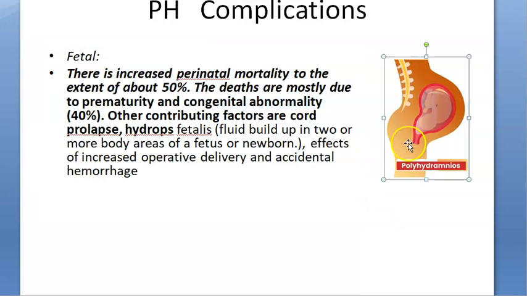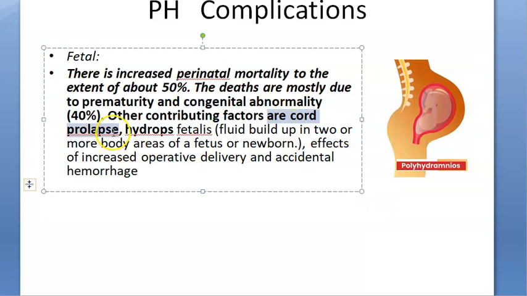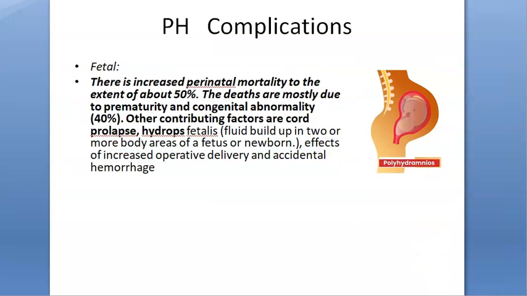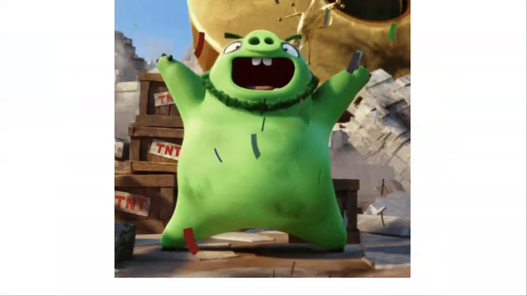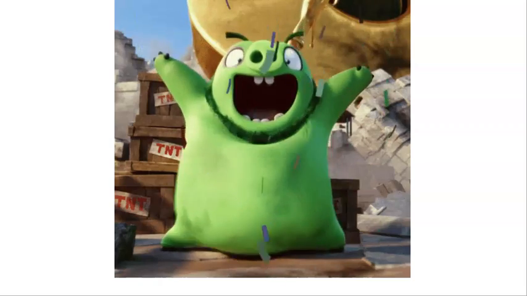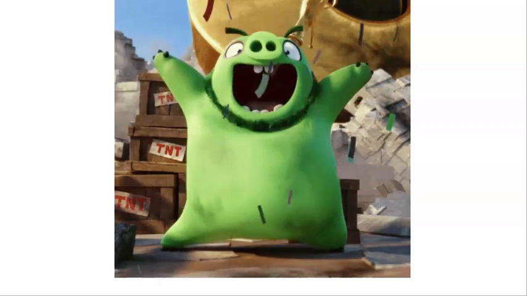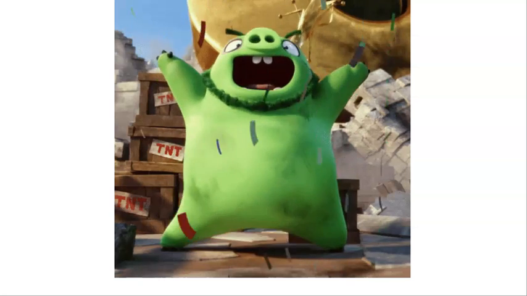And because of this excess fluid, it can have cord prolapse, right? Or hydrops fetalis, where there's a lot of fluid buildup inside the baby. And again, the baby will have to endure all the forceps and the vacuum, and the accidental hemorrhage. It has to survive all these to come into this world. So these are the complications of polyhydramnios, guys. Very good. Now let's move on.